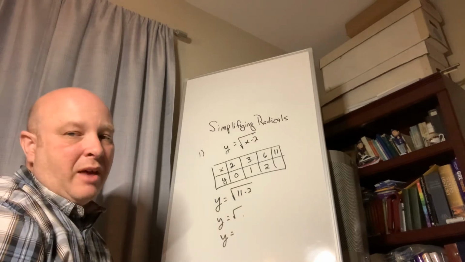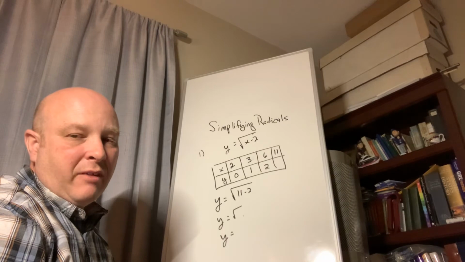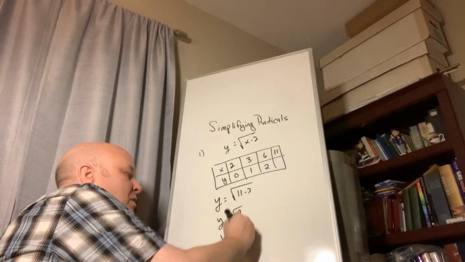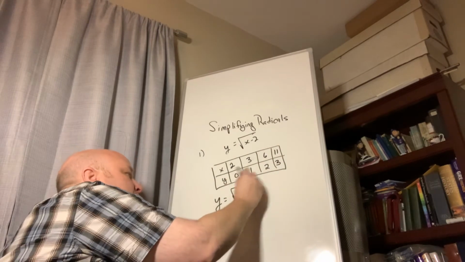When x equals 11, our equation becomes y equals the square root of 11 minus 2, which is the square root of 9, which is 3 here.